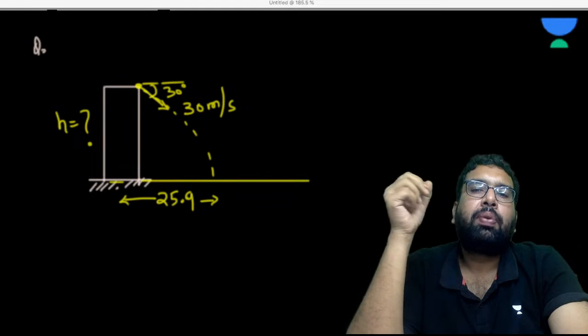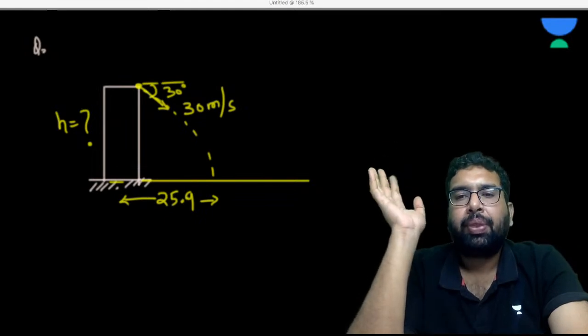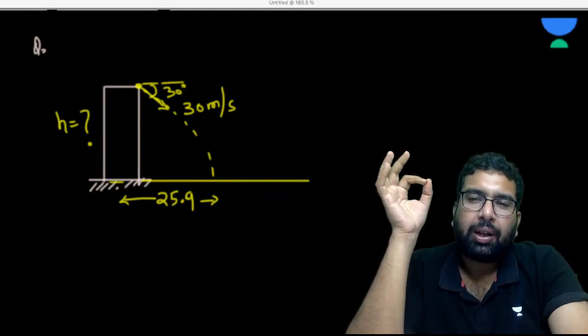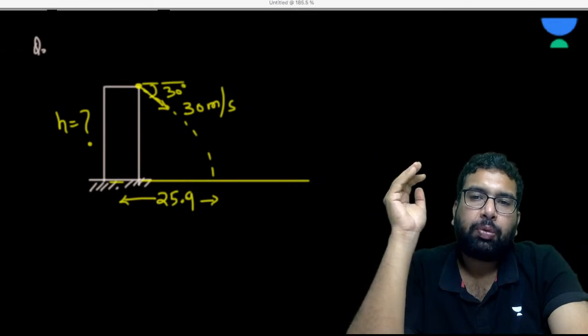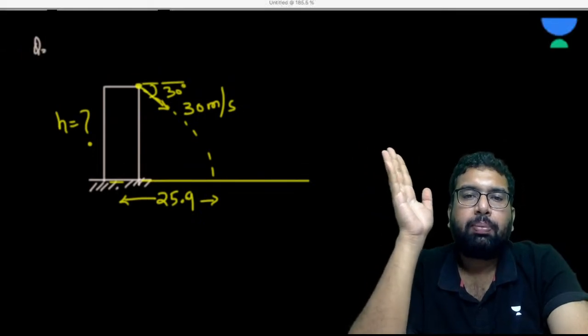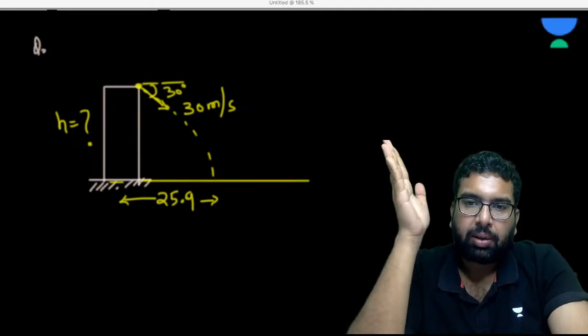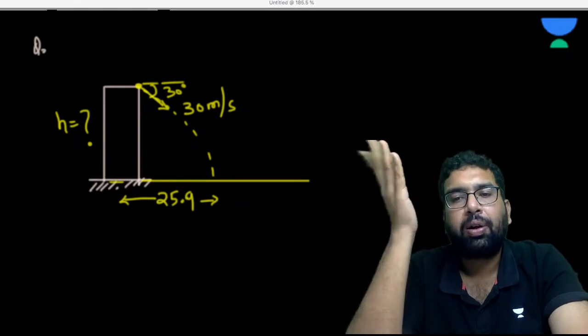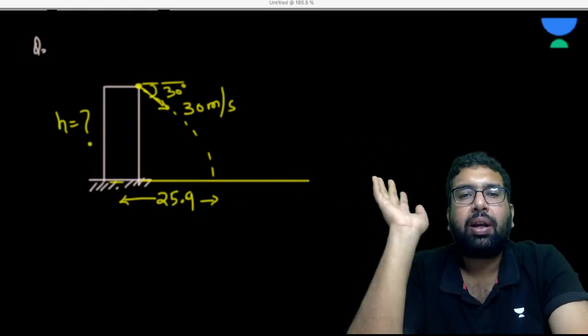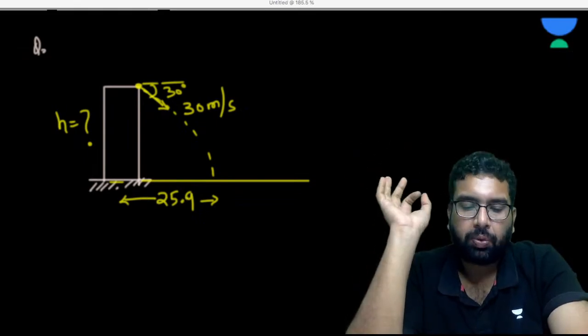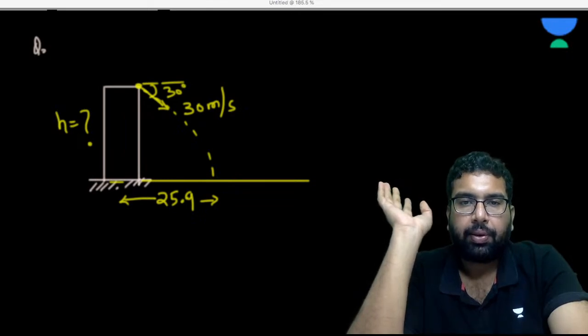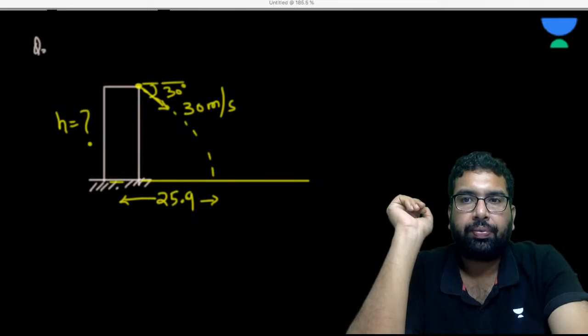So what I'm trying to infuse into you is that projectile motion can be ground to ground, or it can be from some height. From some height, it can be thrown horizontally or at some inclination from the horizontal, upward or downward, and any way you should be able to do it. This is my motive with this.